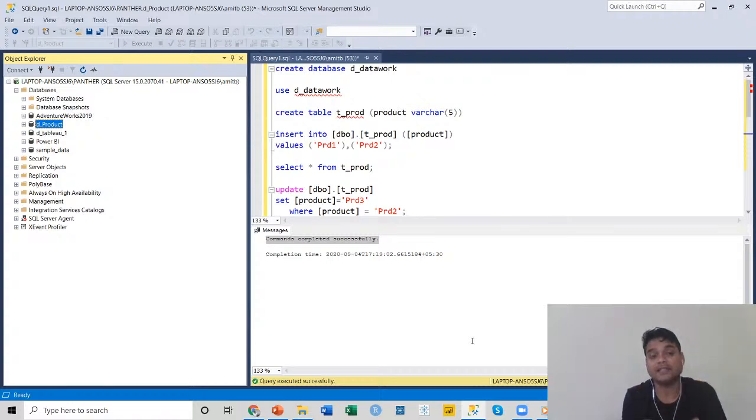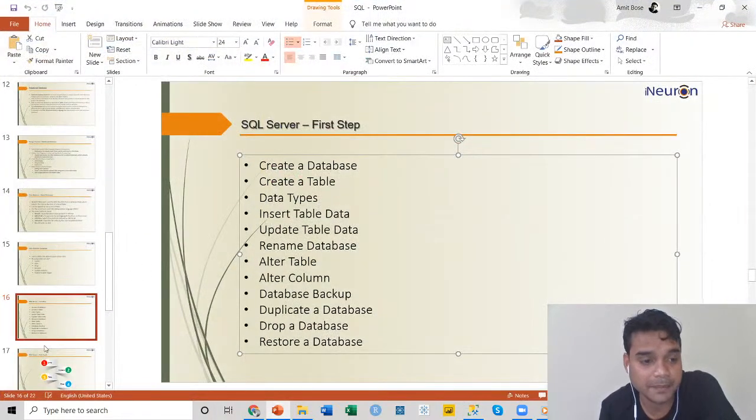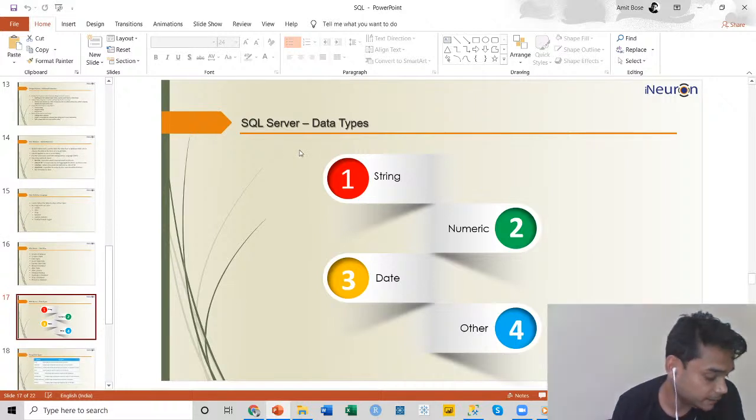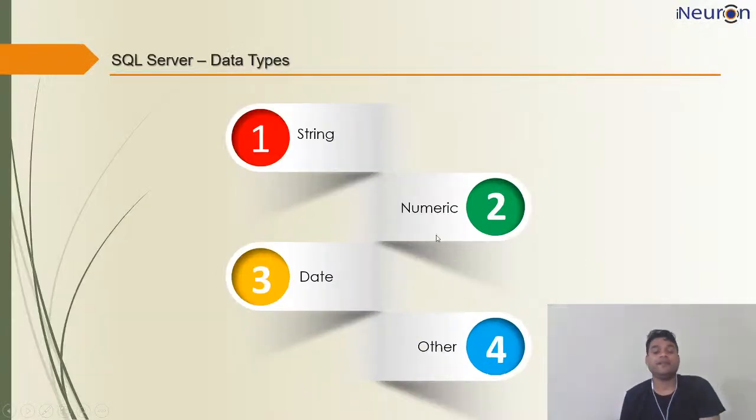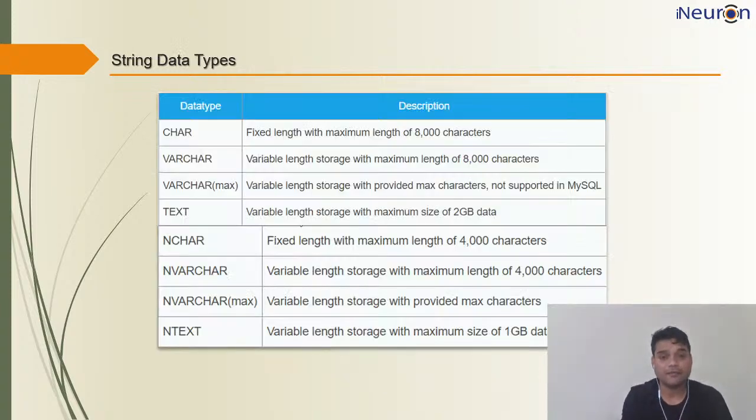We are working with tables and database columns. Now the next topic that I'm going to talk about is the different data types that are available in SQL Server. So let me get back to my PPT and let us discuss the types of data types that we use in SQL Server. There are 4 main kinds of data types which we generally work with on a day-to-day basis. The first is string, the second is numeric, the third is date, and the fourth is other data types.